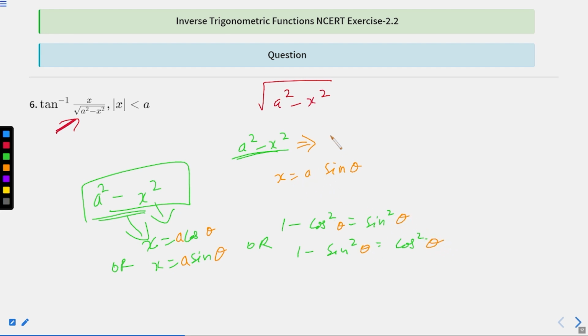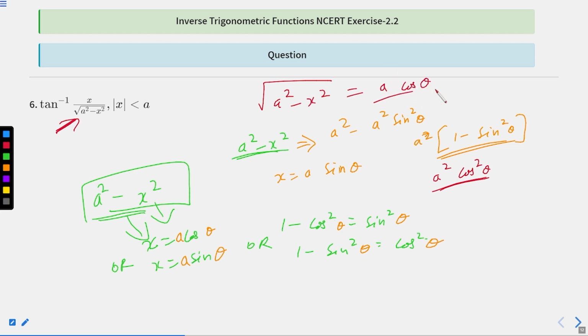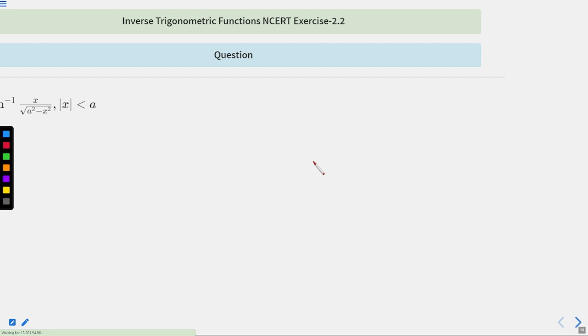Now you can see that a square minus x square will be a square minus a square sin square theta. Now you can take a square common. Taking a square common, what will you be left with? Just this thing, the same as we did, so this is cos square theta. Now we can easily remove the root, so this will be a cos theta. I hope that it is now clear to you. So in here, whatever number you got, just place this. Now let's see the solution.